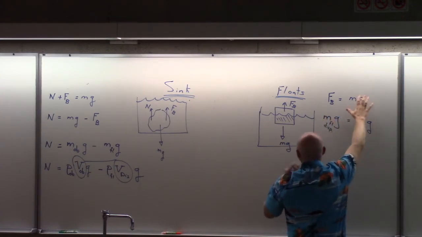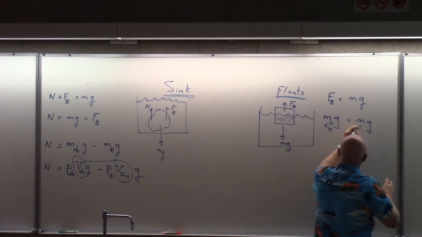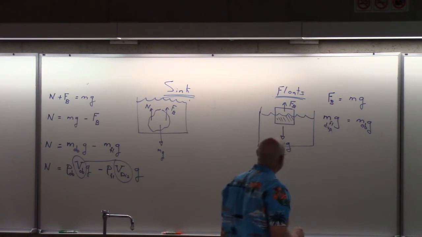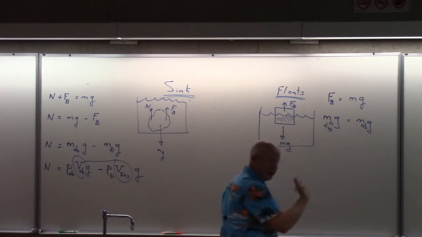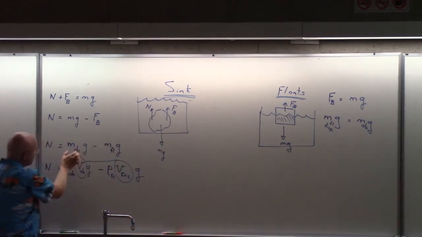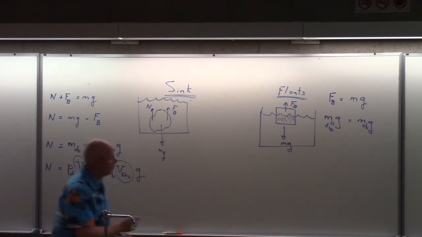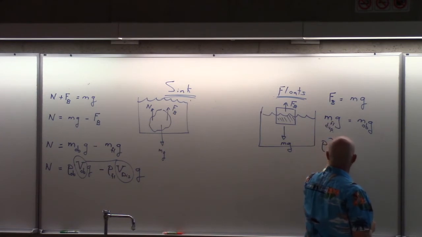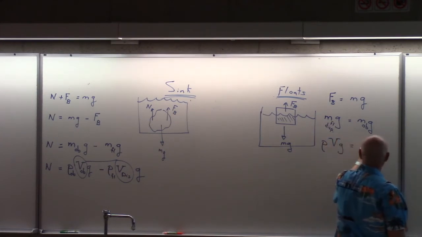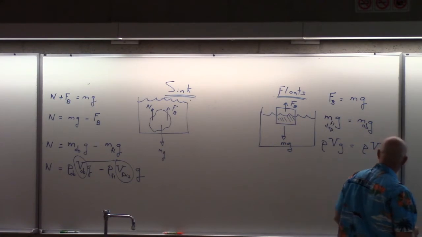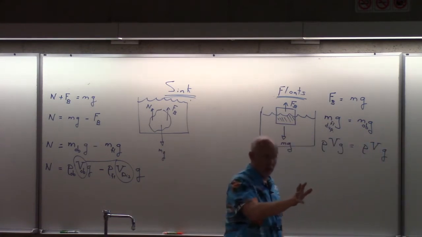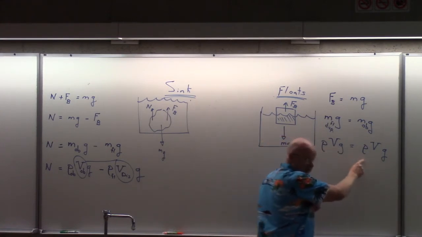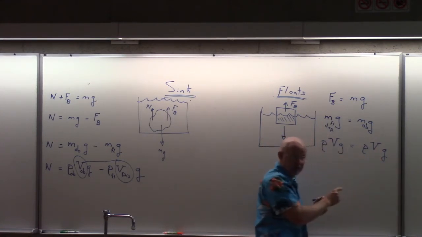And then this is the weight of the object pulling it down, so I'll put an OB there. And then I'll do like I did over here. I'm going to replace mass with density times volume. So this would be density times volume times G has to equal density times volume times G. But let's be careful here. What density is this? What volume is this? What density is this? What volume is this?